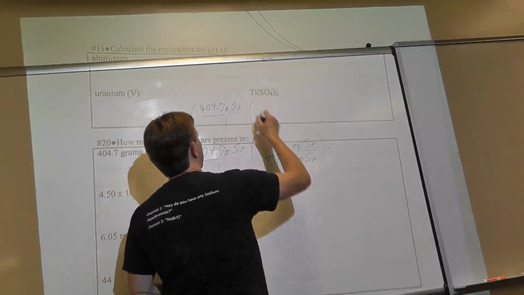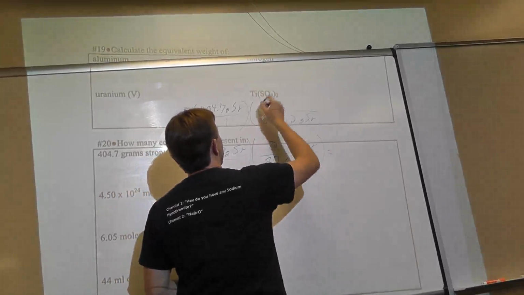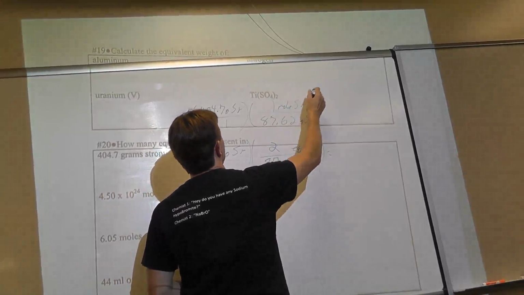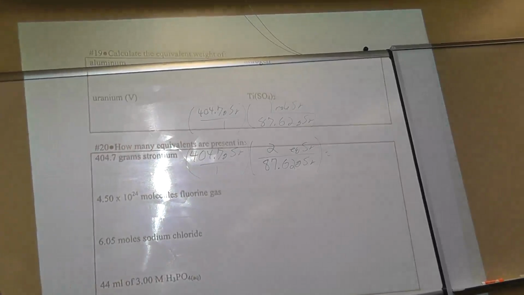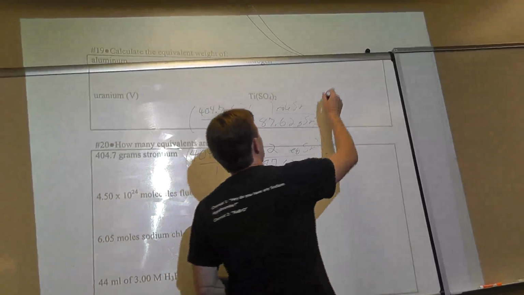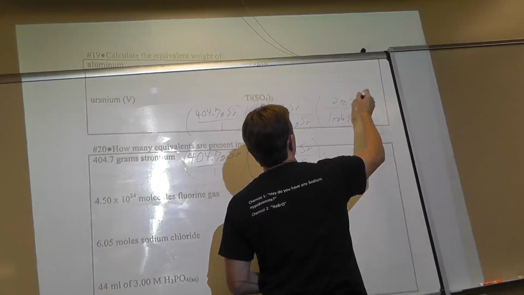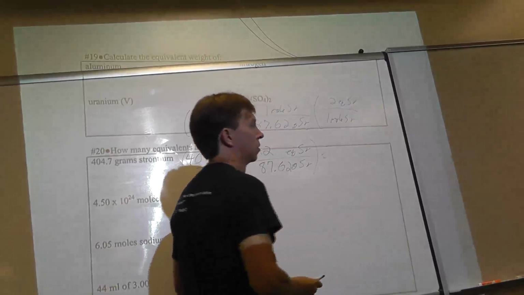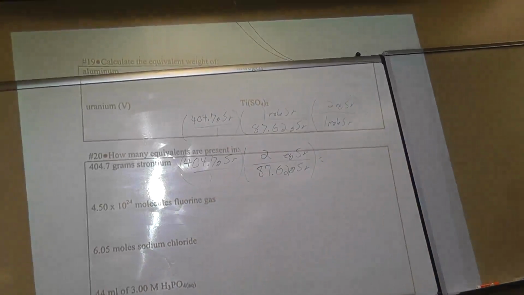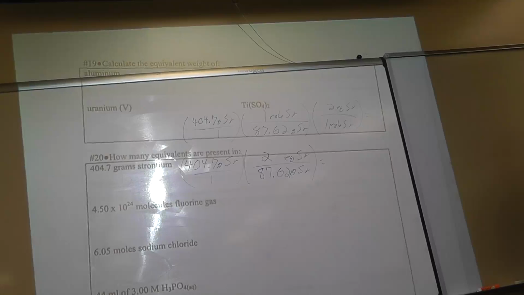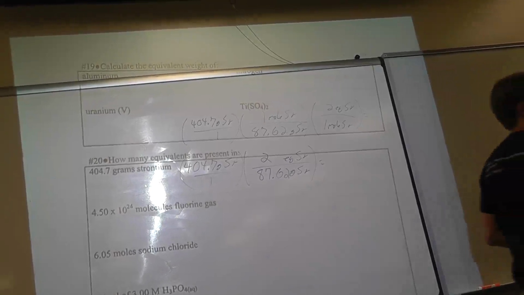We've got our grams. 87.62 grams of strontium is 1 mole. That's just plain old molar mass, like we've done before. And then 1 mole of strontium is 2 equivalents. That was our first definition of equivalence up here. Because its charge is 2, 1 mole of strontium would be 2 equivalents.